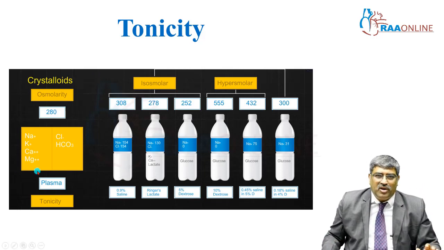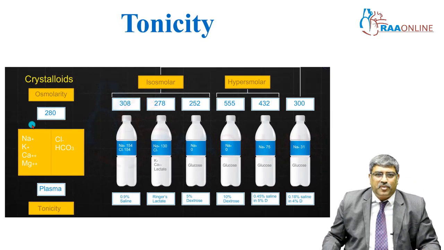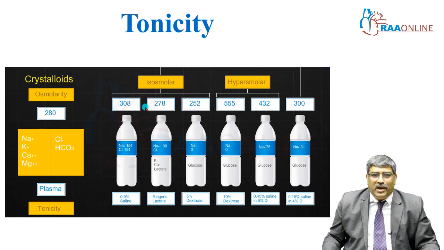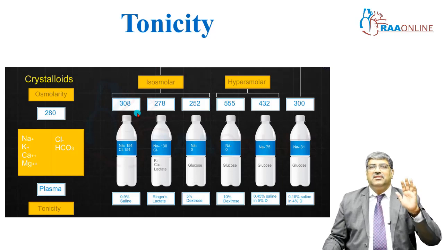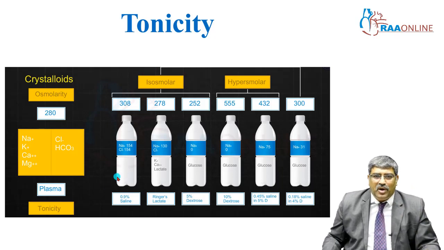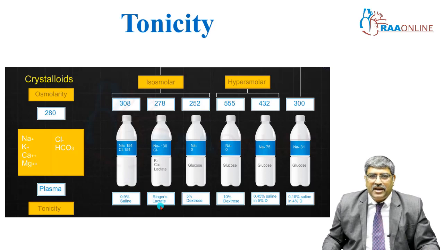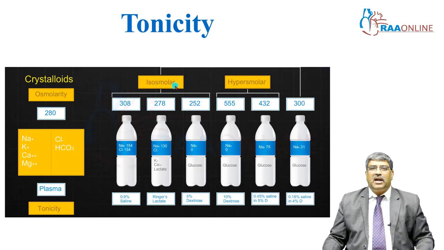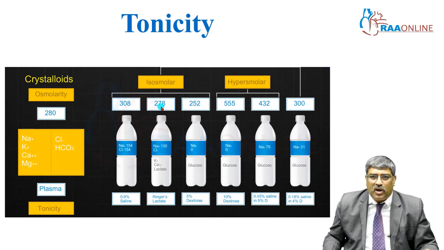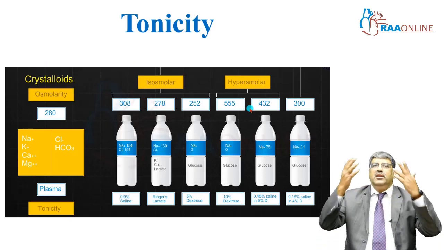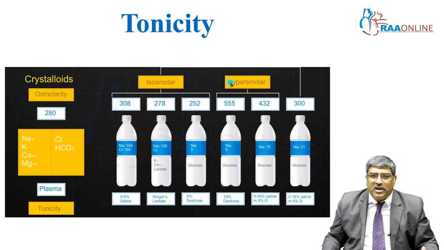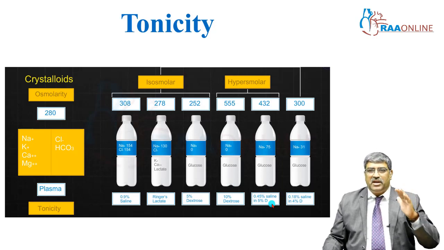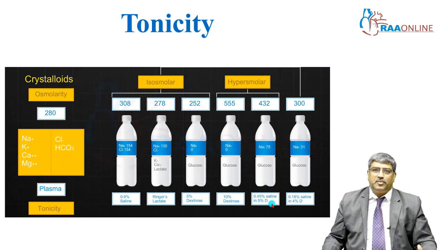First is tonicity. The normal plasma osmolarity is around 300 milliosmoles per kilogram. Whenever you have a fluid which is closer to this, it is called isoosmolar. Your 0.9% normal saline, ringer lactate and 5% dextrose have osmolarity similar to plasma and they are called isoosmolar. Hyperosmolar is more than 300 osmolarity. Here you can see that dextrose containing fluids, 10% dextrose or 0.45% normal saline in dextrose, are all hyperosmolar.